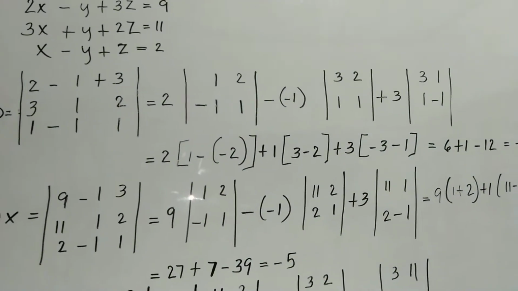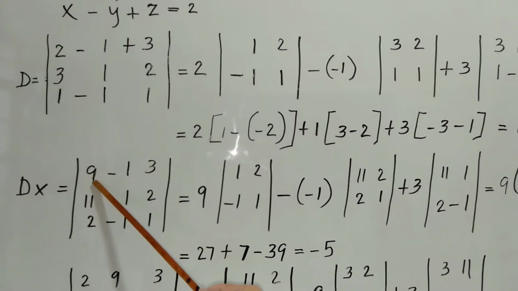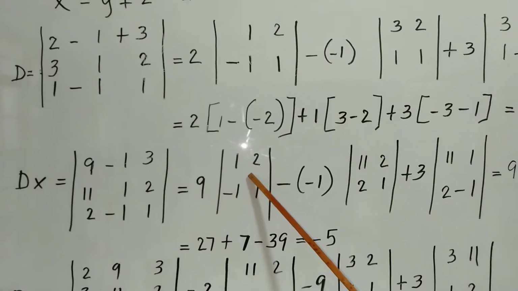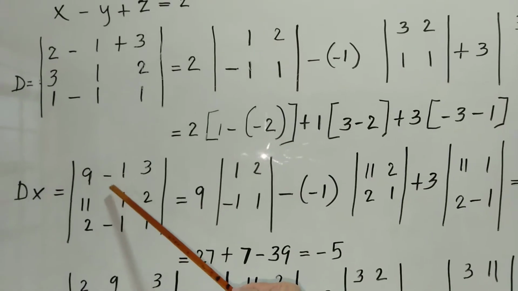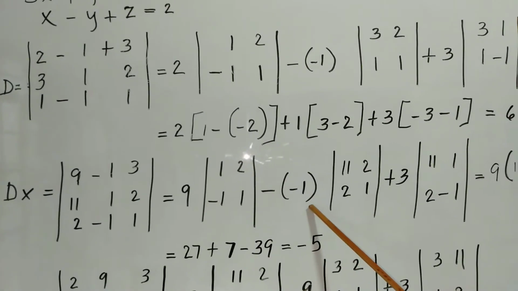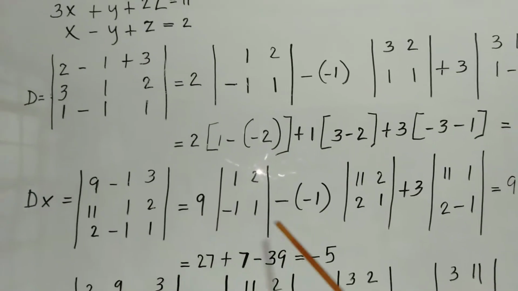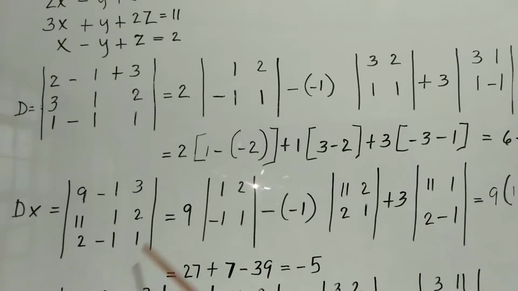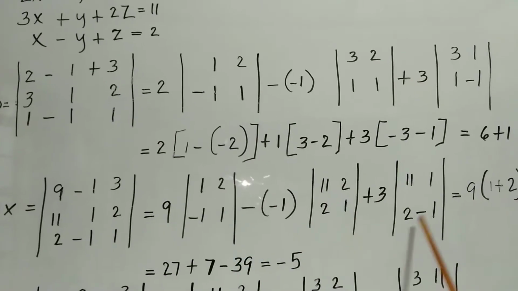And then we expand. We write 9. We avoid these rows and columns here. We use 1 and 2, and negative 1 and 1. And also, for the second number on the second row, negative 1, and 11 and 2, we avoid this, 11 and 2, and 2 and 1. Plus 3, 11 and 1, and 2 and negative 1.